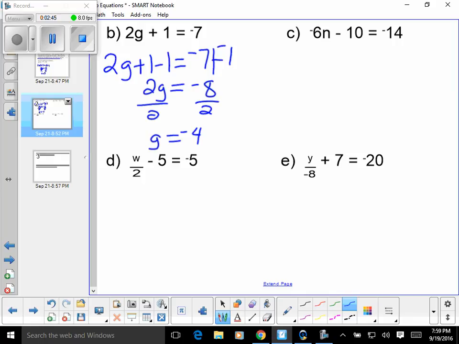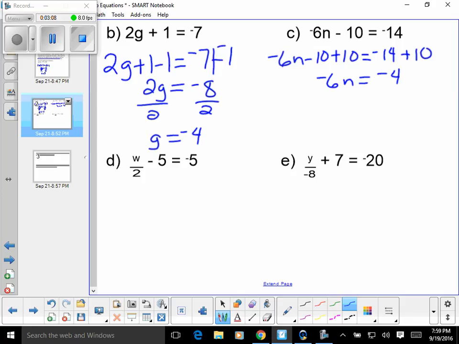Example C is a combination of multiplication and subtraction. Negative 6n minus 10 plus 10 equals negative 14 plus 10. On the left side, I will have negative 6n. On the right-hand side, I will now have negative 4.